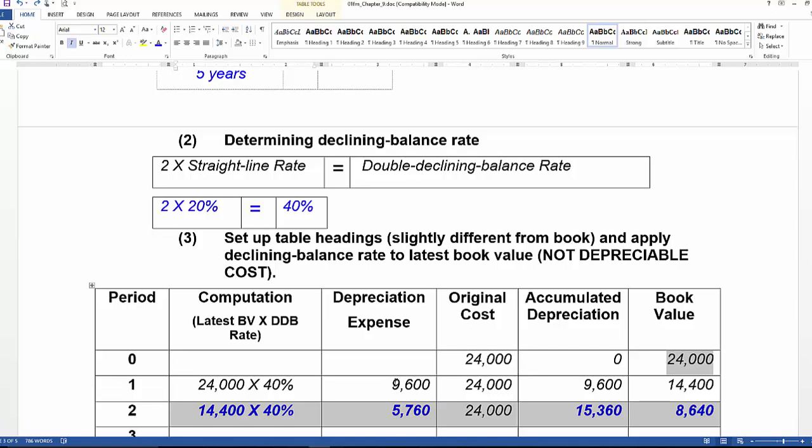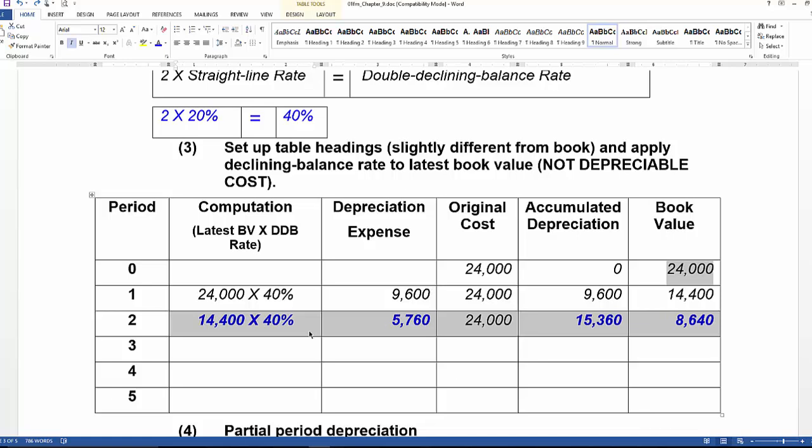In period 2, I'll take 14,400 times 40%, multiply it, get 5,760. Accumulated will go up by 5,760, and book value will now be 24,000 minus 15,360, or 8,640, a drop of 5,760. Take a minute and compute for yourself, to see if you can do it, the depreciation for period 3 and period 4. So pause this video and give it a shot.